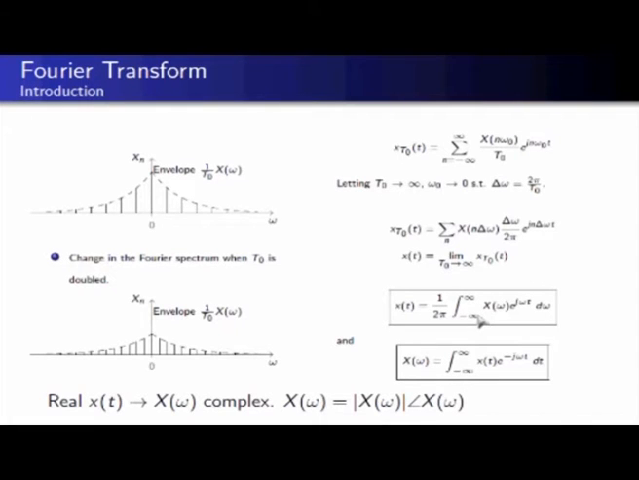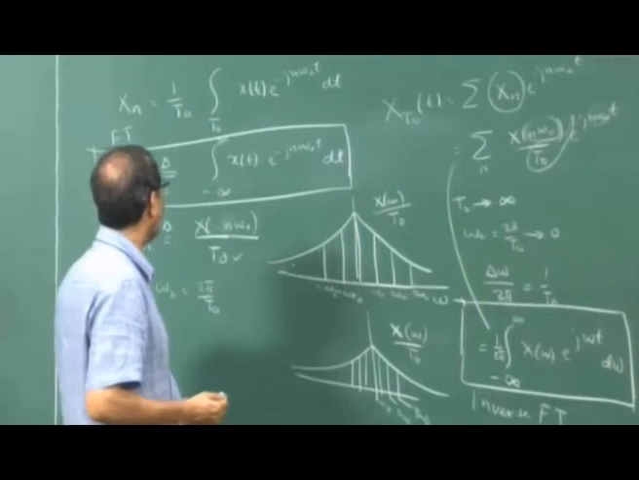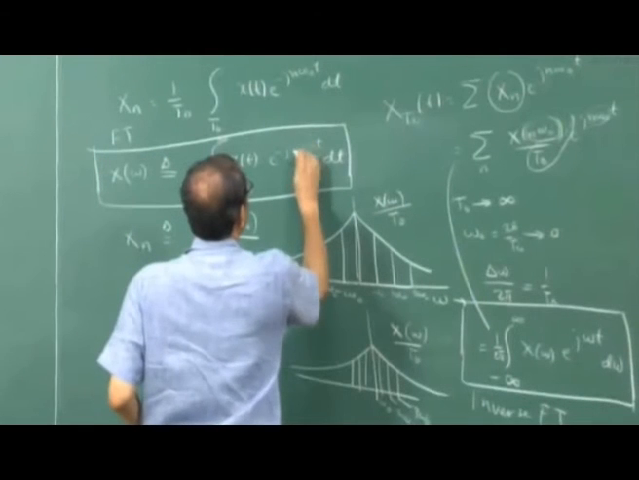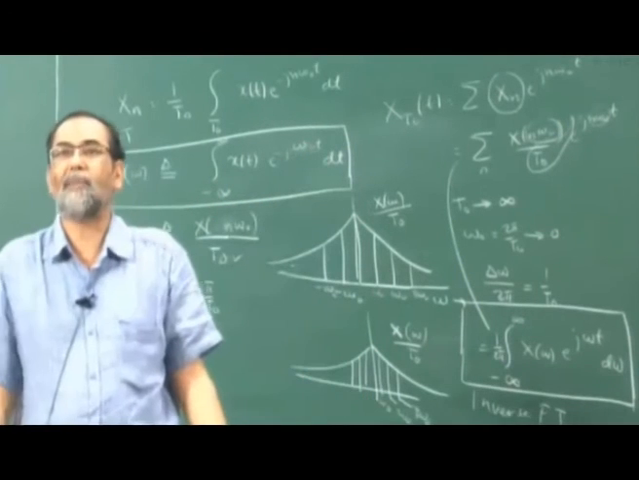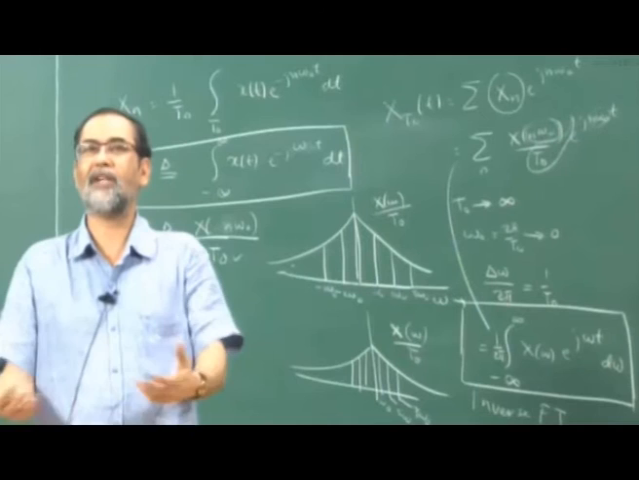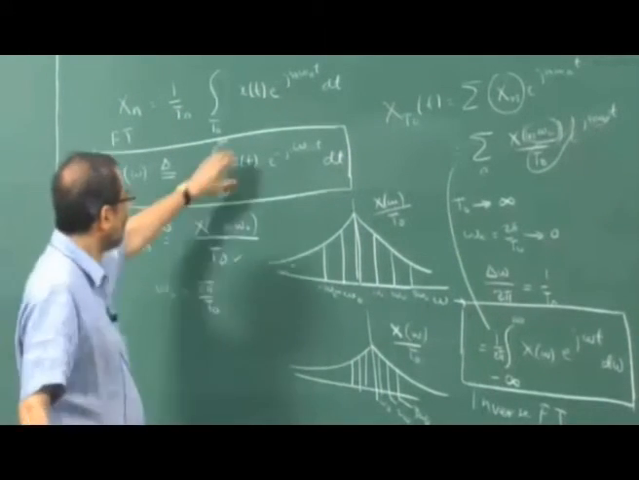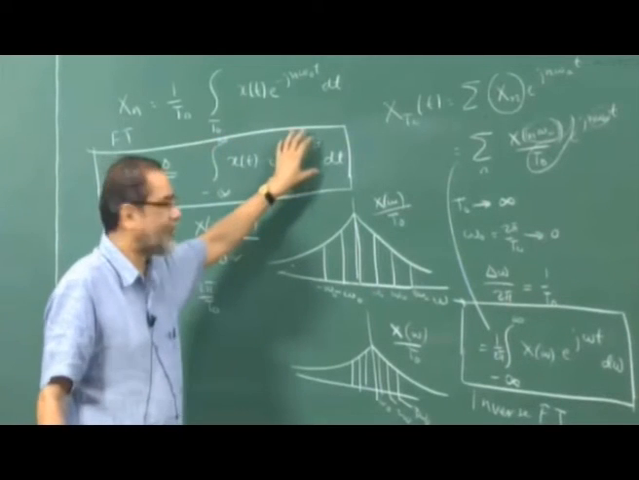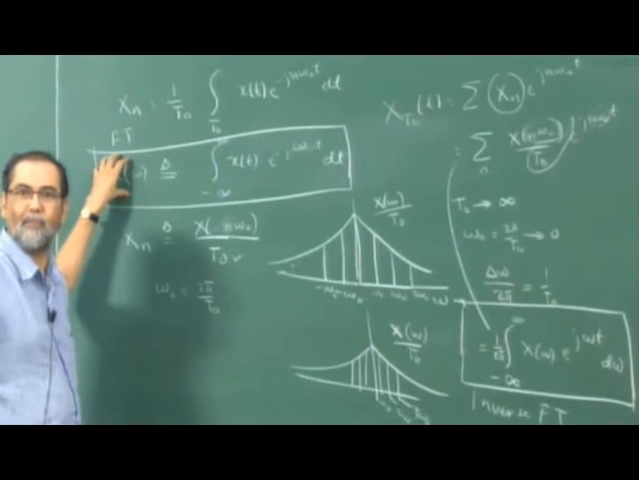Okay, and if you look at these integrals, even when x of t is real, because I'm multiplying this with e raised to minus j omega t, I think there's something wrong here. It should be omega. Because I'm multiplying this with e raised to minus j omega t, that's complex, right? Because e raised to minus j omega t can be written as cosine minus j sine. So I have complex. So even when x of t is real, this integral can give rise to a complex function here. So x of omega can be complex, right?